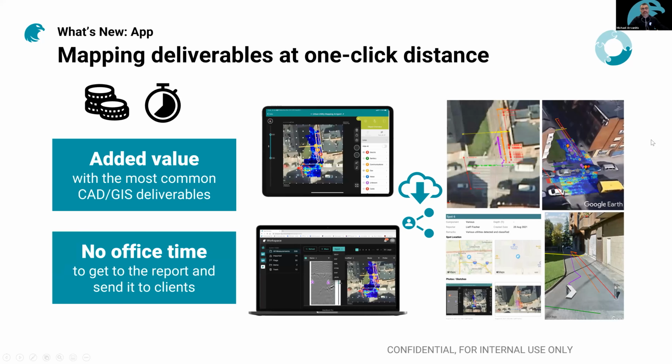So the mapping deliverables, as you can see, are only a click away from the site that you are working on. We add value to your work because we are compatible with most common CAD or GIS deliverables. So in case you want to export the data, you still need almost zero office time to get the report and send it to the customers. So you can see over here from the tablet, you can export either to our platform that's called Workspace, or you can share it to any other GIS or CAD systems that you may work with.